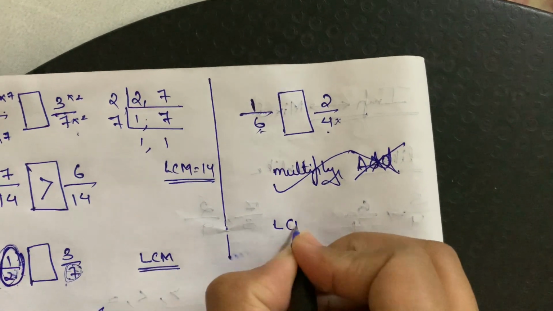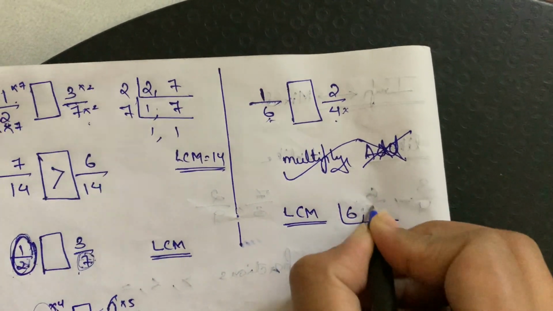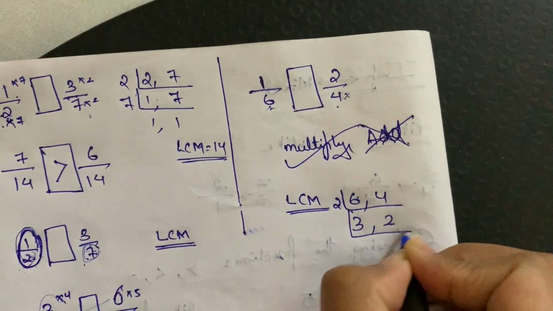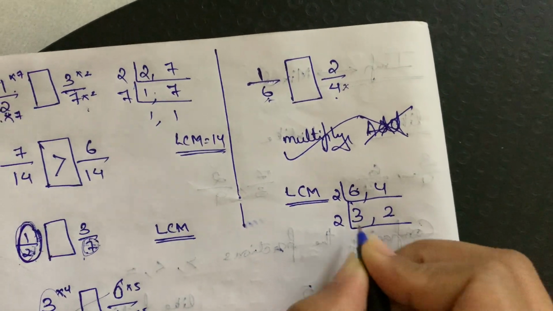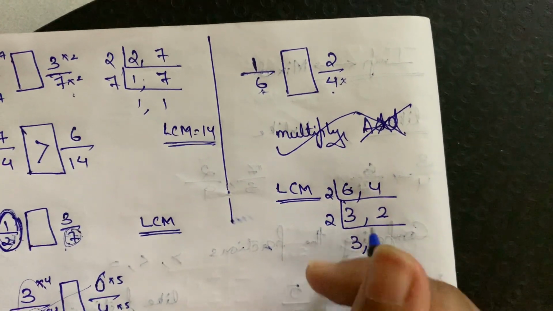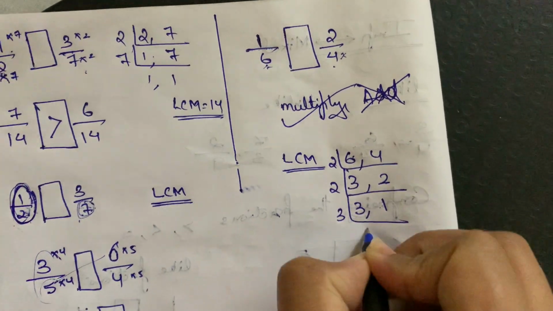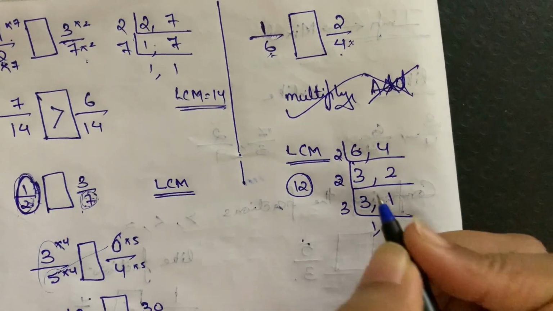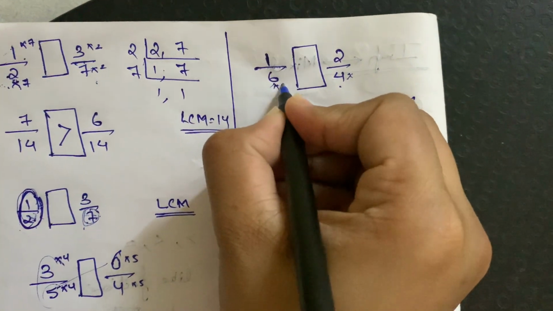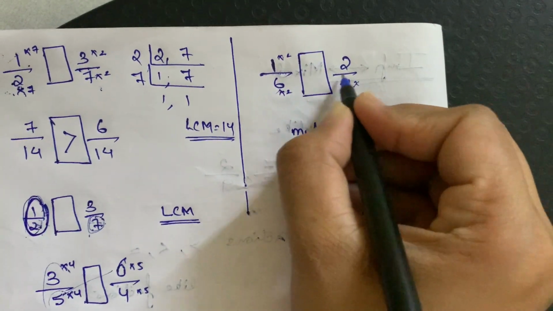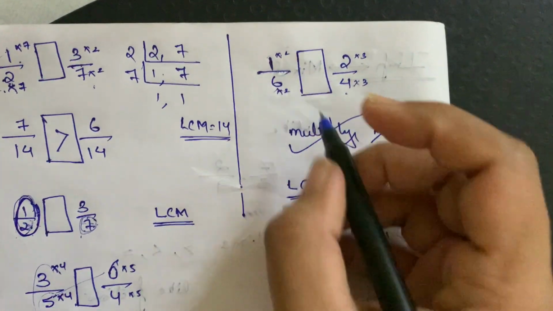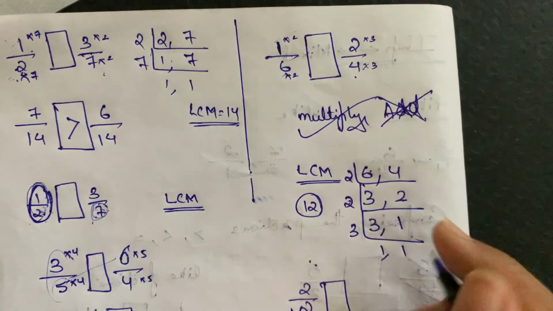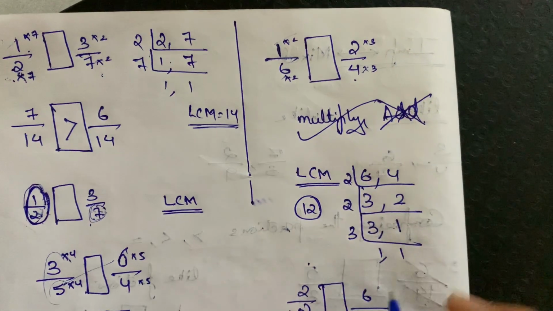Again the same method. LCM of 6 and 4, go with the 2 table. 2 threes are 6, 2 twos are 4, then again go with the 2 table. 2 threes are 6, and the 3 will remain as it is because in the 2 table you don't get the 3. So 2 ones are 2, and then I'll go with the 3 table. So 2 twos are 4, 4 threes are 12. LCM is 12. I have to make the denominators 12 now. So to make it 12, multiply by 2, multiply by 2. To make it 12, multiply by 3, multiply by 3. So it becomes 2 upon 12 now, and it becomes 6 upon 12.